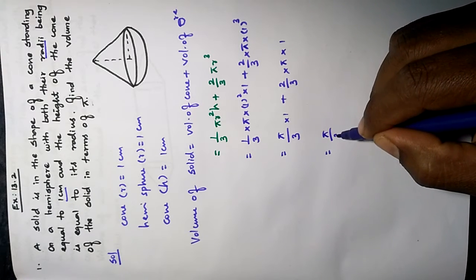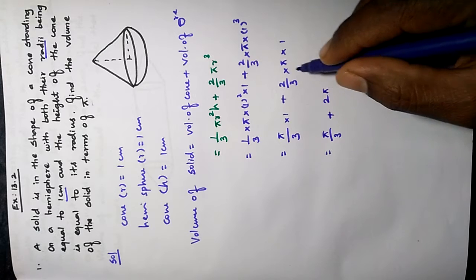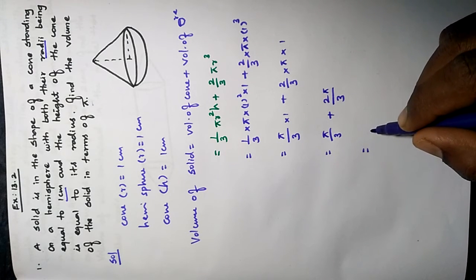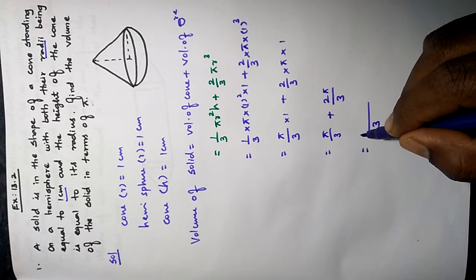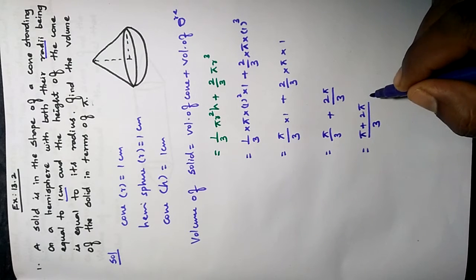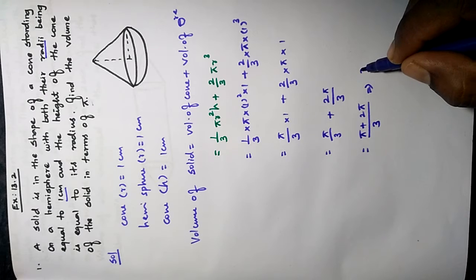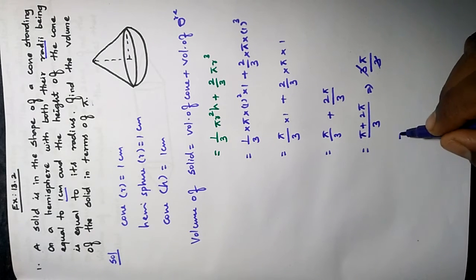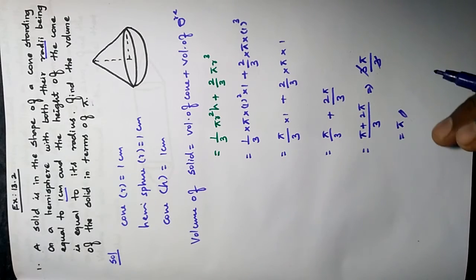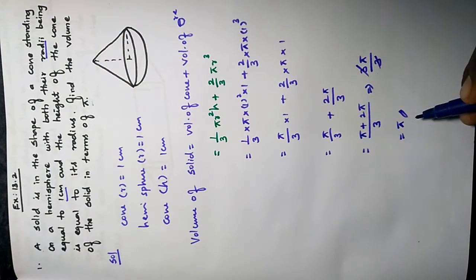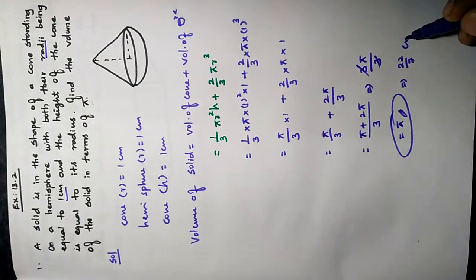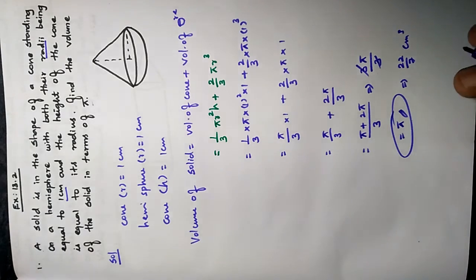Now pi by 3 plus 2 into pi into 1 gives 2 pi by 3. Now see, it's like a fraction. Take the common denominator and add the numerators. Then pi plus 2 pi gives 3 pi. 3 pi by 3, the 3 and 3 cancel, remaining pi. They said in terms of pi only, so we got pi, which means the answer is pi centimeter cube, the volume of this solid. Hope that you understand this.